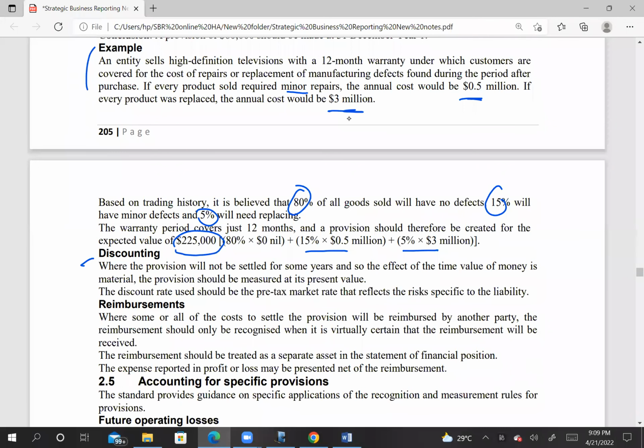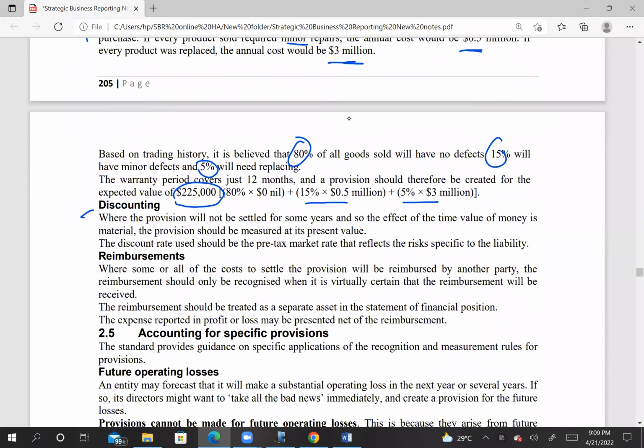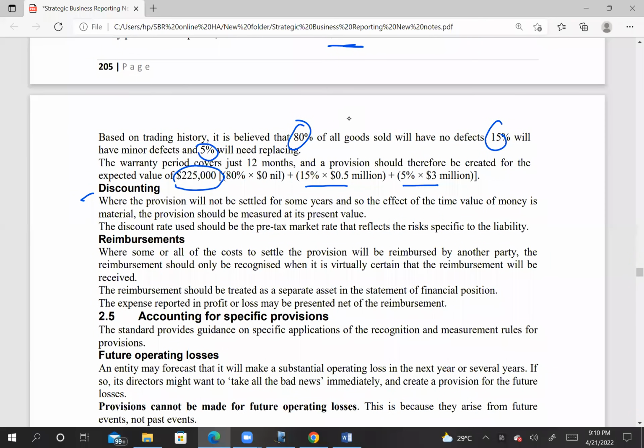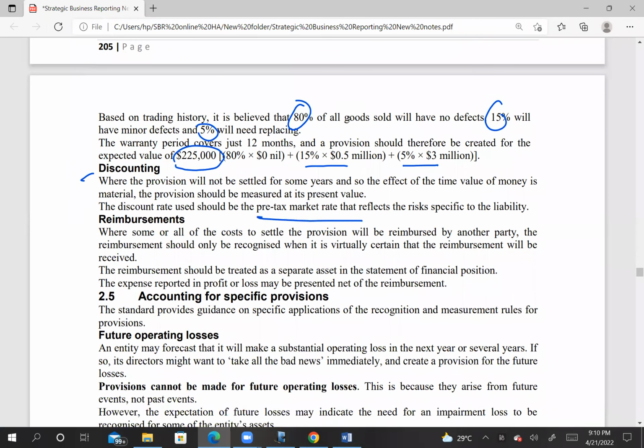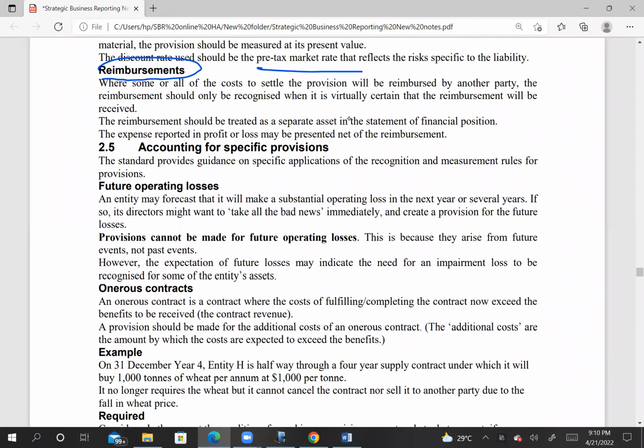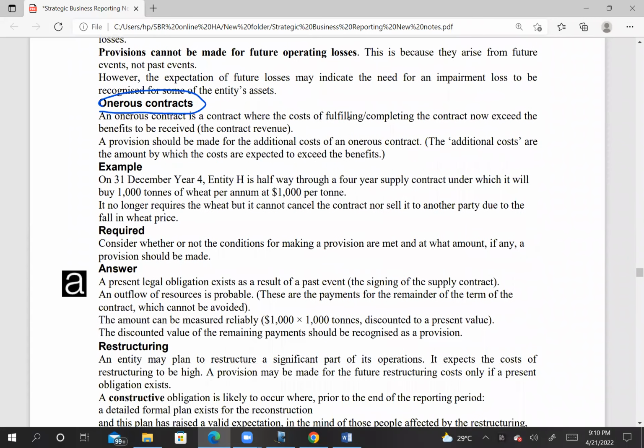Discounting will be done if the time value of money is material, as I told you, and a pre-tax rate of return will be used to discount the provision. Reimbursement, we have discussed about the reimbursement. For future operating losses, we will not recognize any provision, as we have discussed. Yes, onerous contract. Can anyone tell me what is meant by onerous contract?